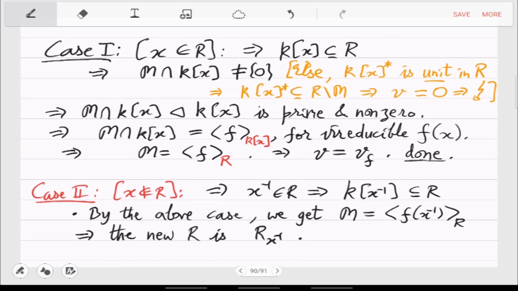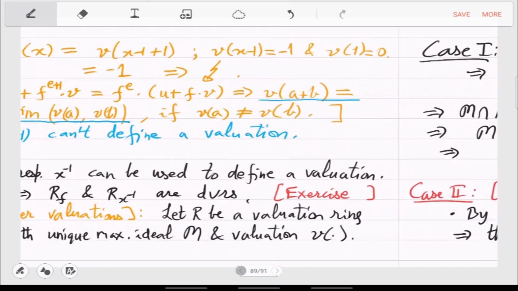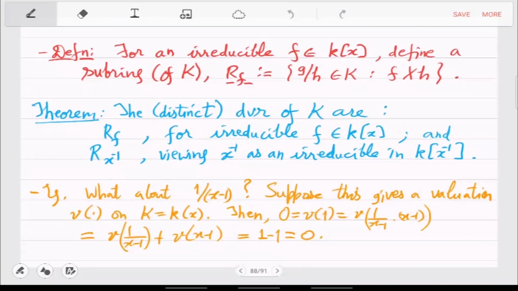Any polynomial, if you substitute there X inverse, then the new thing that you have is actually 1 over X. All the other examples are covered in case 1. So this is the only new one. So that characterizes. Is that fine? Yes, so we have classified the DVRs, the valuations on the univariate function field.